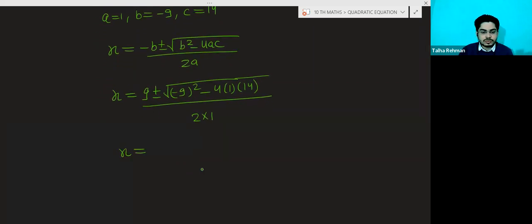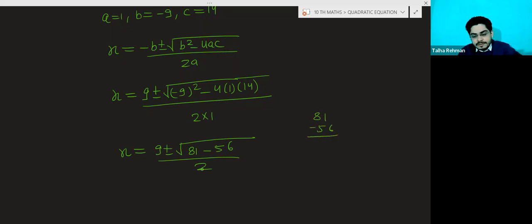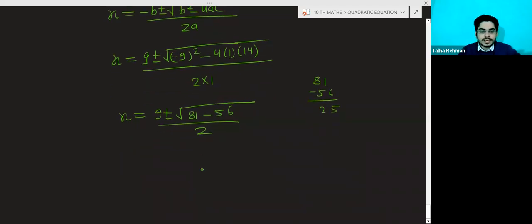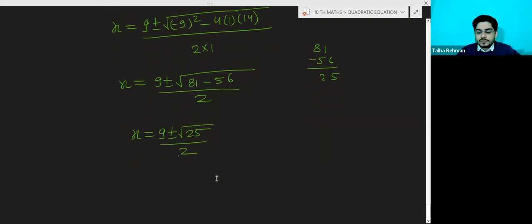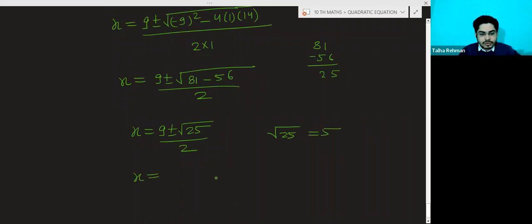So it will be x is equal to 9 plus minus under root of 9 squared, 9 squared is 81, minus 56, and this is 2. 81 minus 56, 25. So root of 25 you will get. So x is equal to 9 plus minus under root of 25 divided by 2. Under root of 25 is 5. So you can write x is equal to 9 plus minus 5 divided by 2.